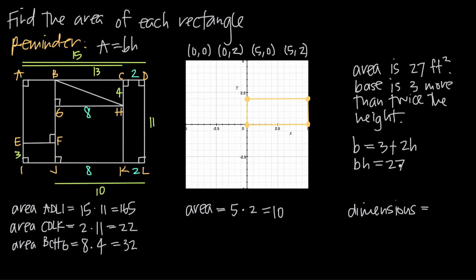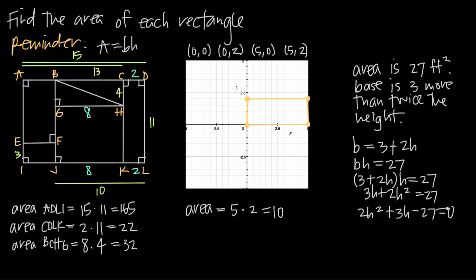So now what I can do is go ahead and make a substitution. I know the value of b is 3 plus 2h. I can go ahead and plug that into my second equation for b, and instead of b in my second equation, I'm going to say quantity 3 plus 2h times h is equal to 27. And now when I distribute, I'll get 3h plus 2h squared equals 27. If I go ahead and subtract 27 from both sides, I'm also going to move this 2h squared to the front. I'm going to get 2h squared plus 3h minus 27 is equal to 0.